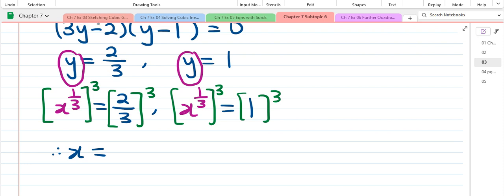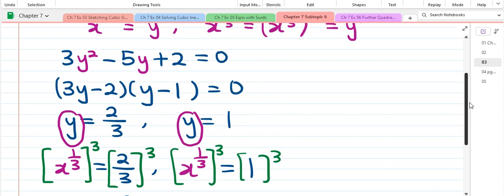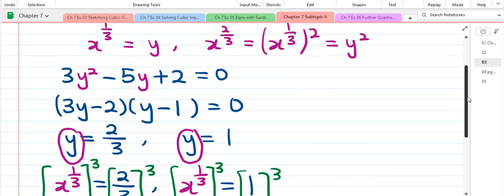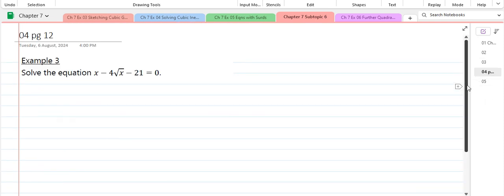So if you cubed 2 out of 3, it will be 8 over 27. And as for the second solution, x equals to 1, because 1 cubed is always 1. So there you have it. This is your next example. Okay, let's have a look at the next example.